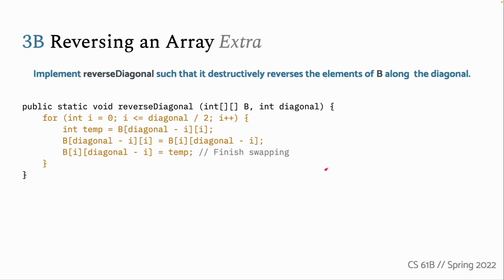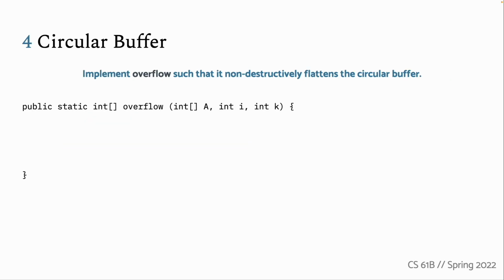If this solution is confusing to you, I recommend you try drawing out some squares and kind of seeing how this is the case. This is kind of similar to doing a transpose, which we're actually going to do later in this worksheet. But next, we're going to do this circular buffer problem. So we want to implement overflow so that it non-destructively flattens a circular buffer. For this problem, I highly recommend you look at the worksheet because it is missing a lot of context on this slide.